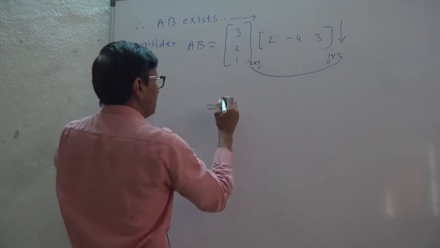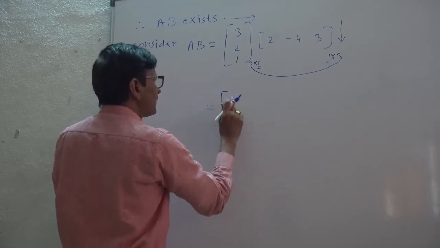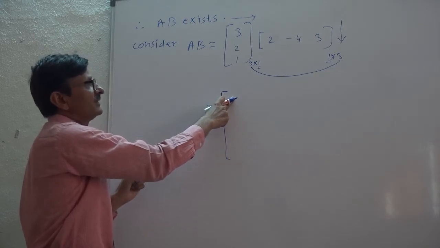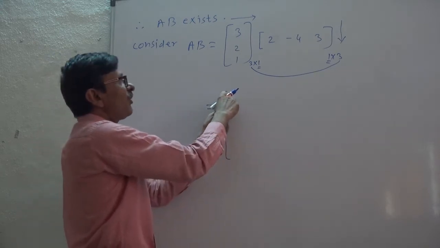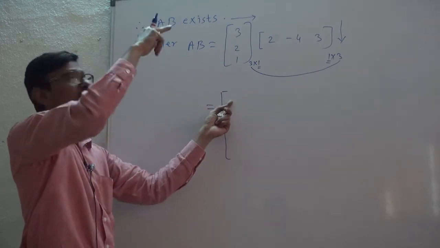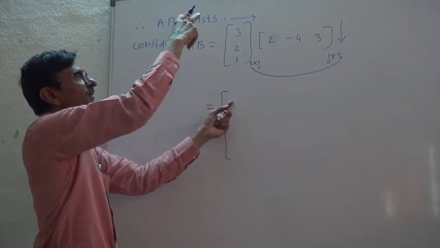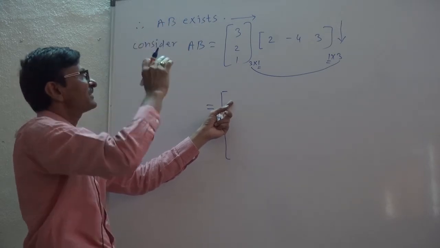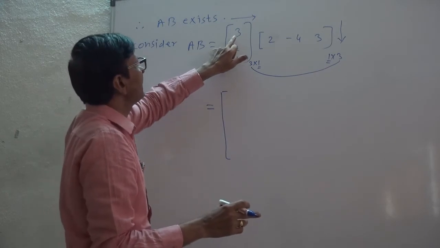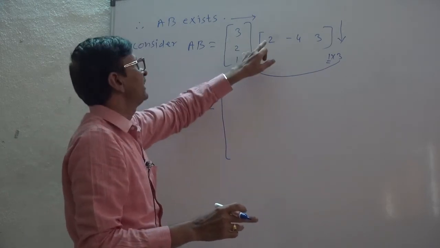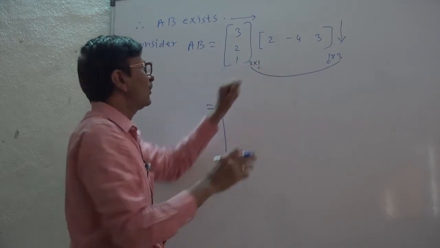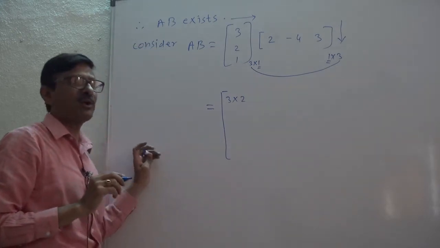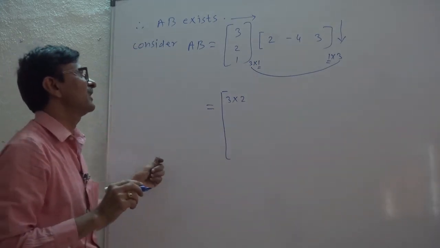Now here, what is the first element? This element lies in the first row and first column. So this element is obtained by taking the first row of the prefactor and the first column of the post factor, taking the product of corresponding elements and their sum. In the first row there is only one element and in the first column there is only one element, so we consider only the product. That is 3 into 2, only one product, so no sum will be considered.